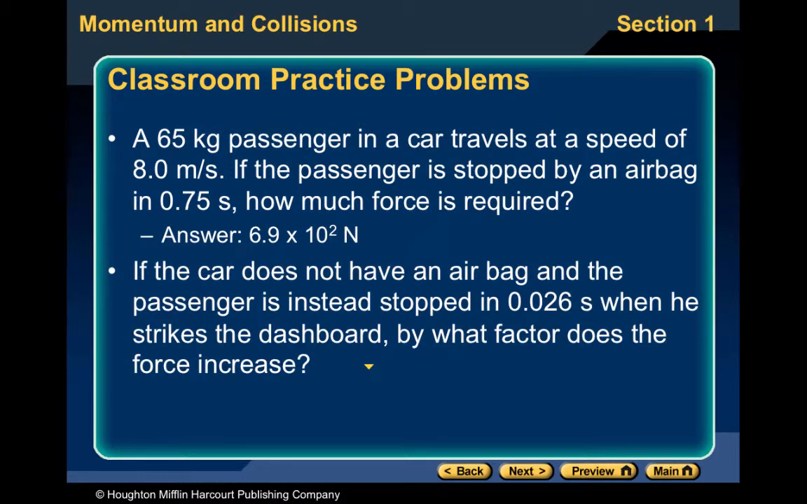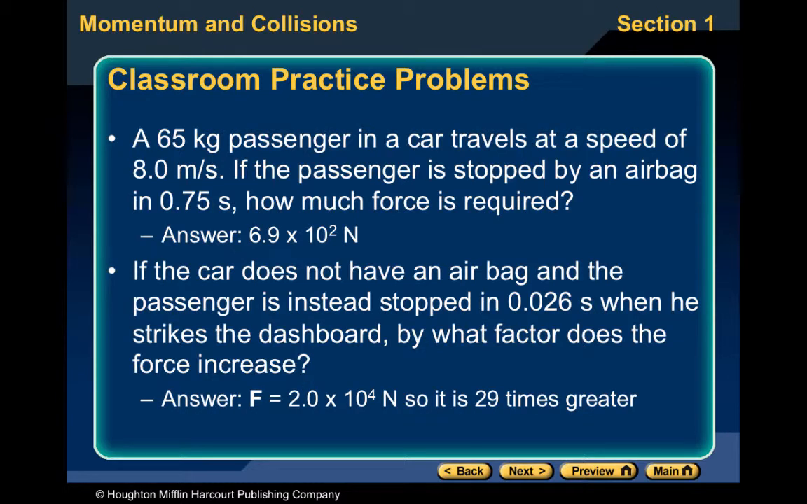If the car does not have an airbag and the passenger instead is stopped in 0.02 seconds when he strikes the dashboard, by what factor does the force increase? Well, the force is now 2 times 10 to the 4th newtons, so that's 29 times greater. You would solve that problem the same way we did the first one, but you can see that force has changed dramatically.